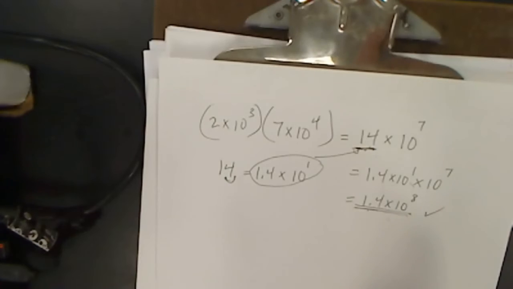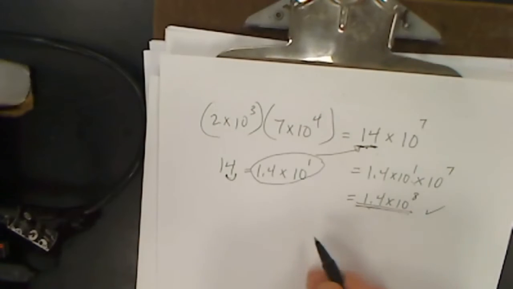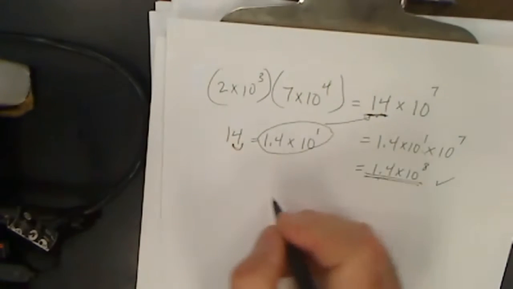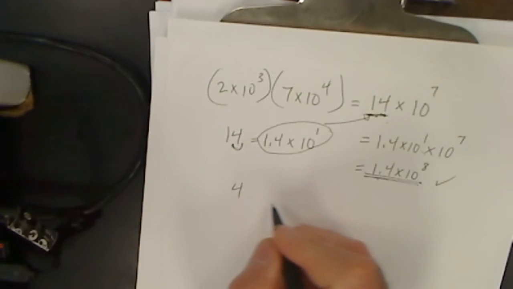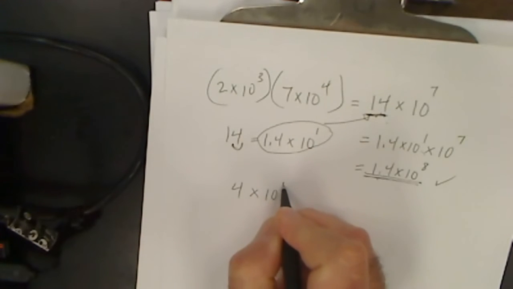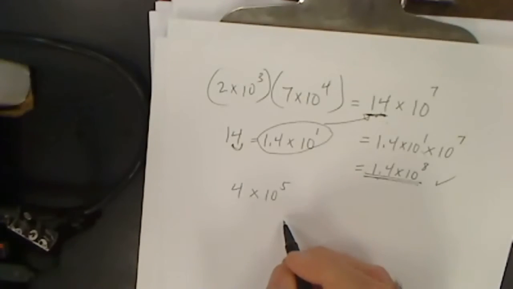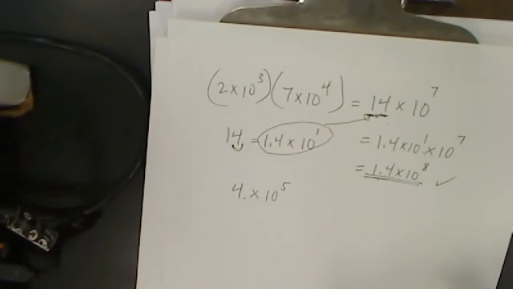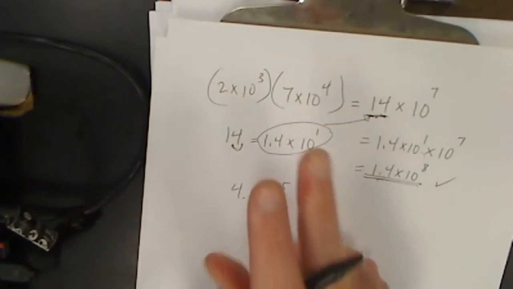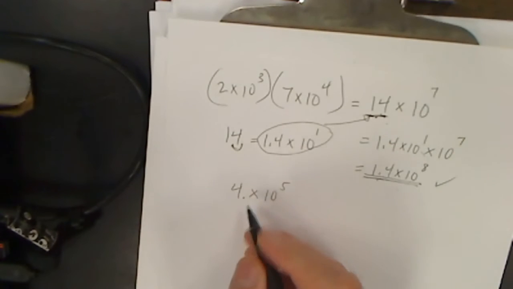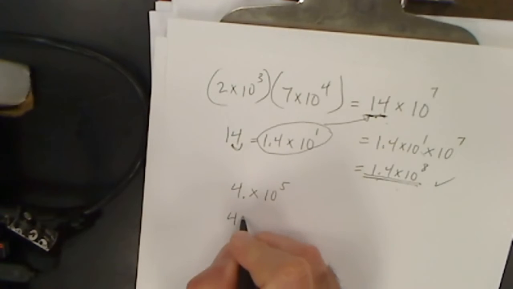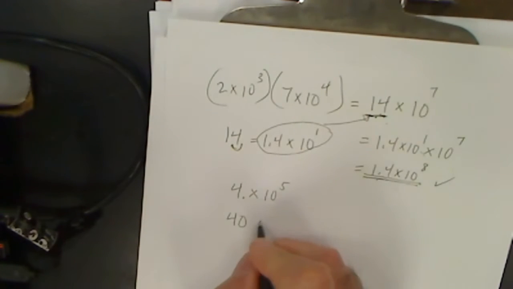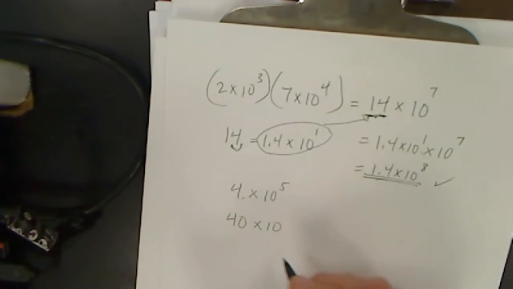Okay, so you can use this trick sometimes. I'm going to show you a little trick here. Let's see, 4 times 10 to the 5th. Where's the decimal point? Well, it's right here. Okay, that's good scientific notation. I want to ask you a question. What would happen if I wanted to put 40 times 10 to some power? What should the power be to be the same number?